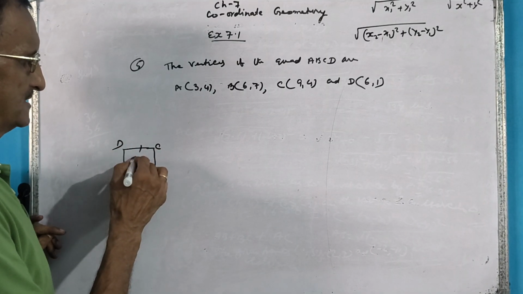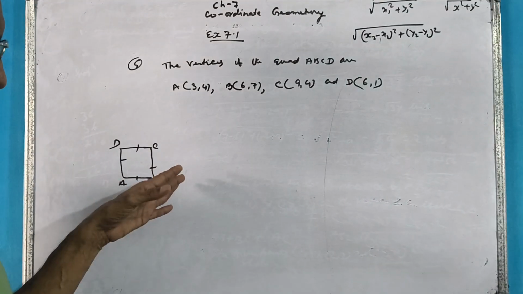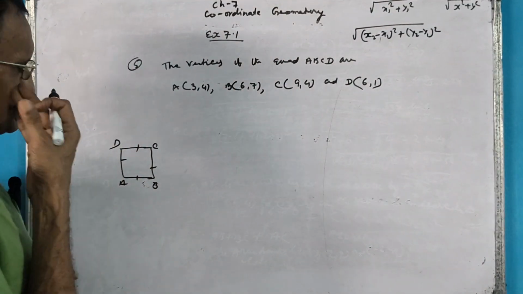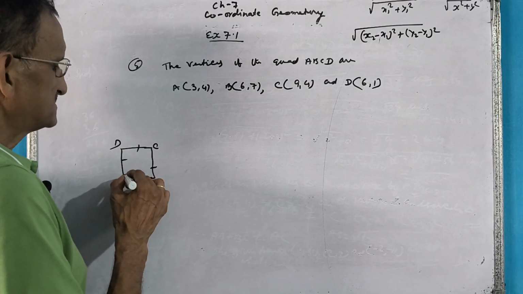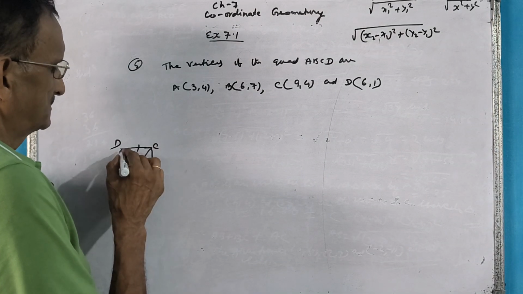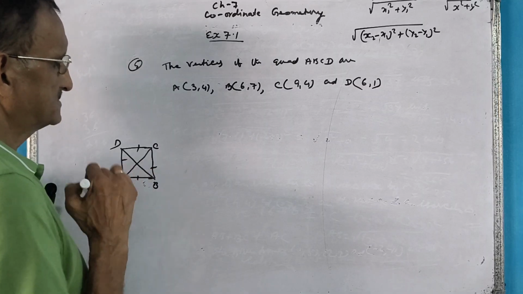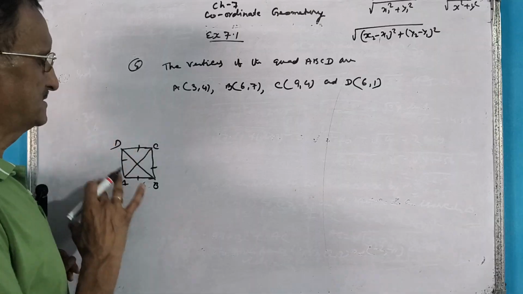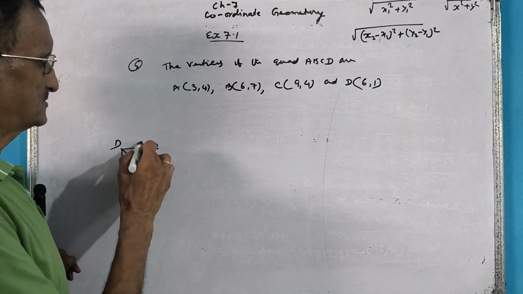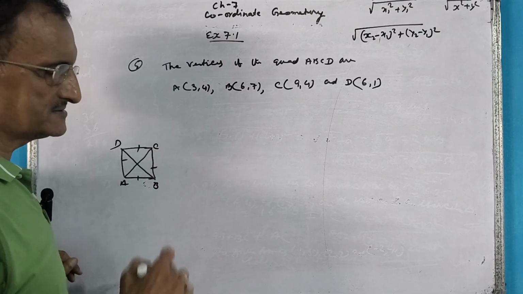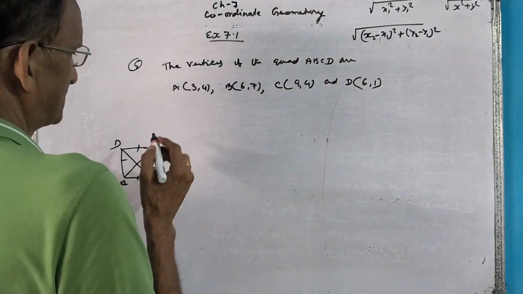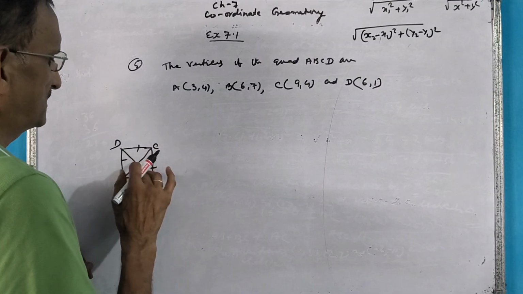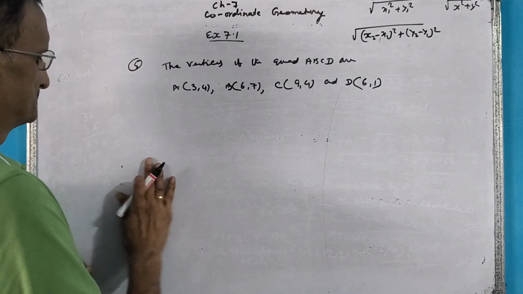But all 4 sides being equal can be a rhombus also. What is the difference between a rhombus and a square? In a rhombus, diagonals are not equal, but in a square, diagonals are equal. So you need to prove it is a square if all the 4 sides are equal and diagonals are also equal. Understood? So start the solution. You need to find all the 4 sides and the diagonals also.